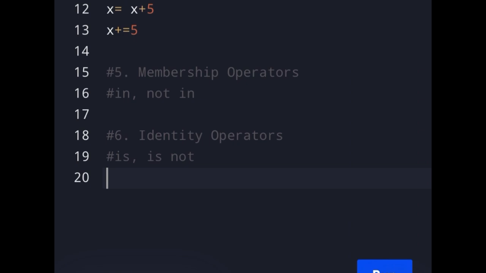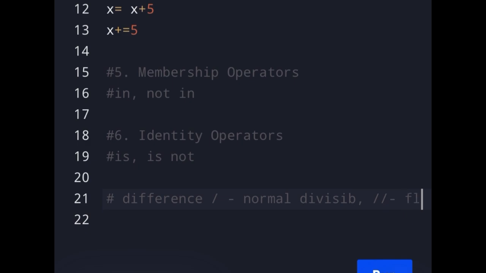We will take a few more interview questions. What is the difference between slash and double slash? Slash returns the normal division, whereas double slash returns the floor division, removing the decimal part.